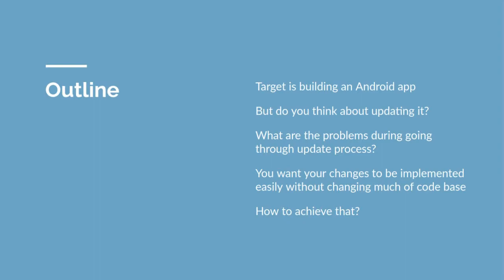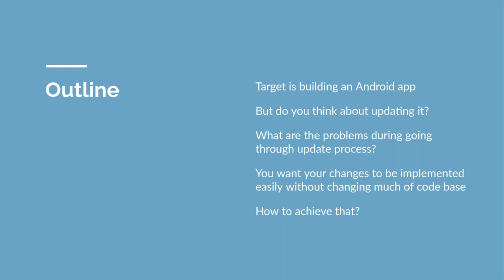The application is never over at version 1. There are a lot of applications on your phone right now which did not end at version 1, and those applications that ended their updates did not last in the market for long. So the target is not only to build an Android application, but we should also think about maintaining it and updating it in the long run. So what are the problems while going through this update process? What are the challenges that we need to face?